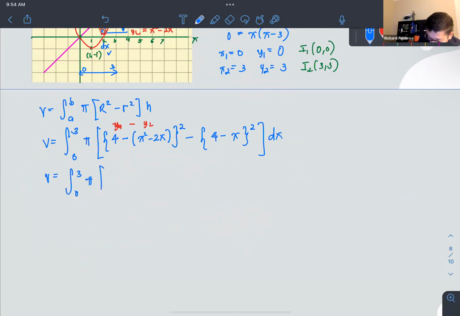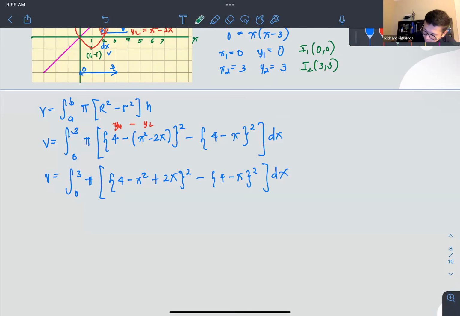So pi. So I need to distribute the negative first. So 4 minus x squared, then plus 2x. 4 minus x squared plus 2x. And then raise it to 2. Then minus 4 minus x squared dx. So I need to expand this. So yung 4 minus x squared plus 2x, I need to multiply it to itself. So separate ko yung computation niya.